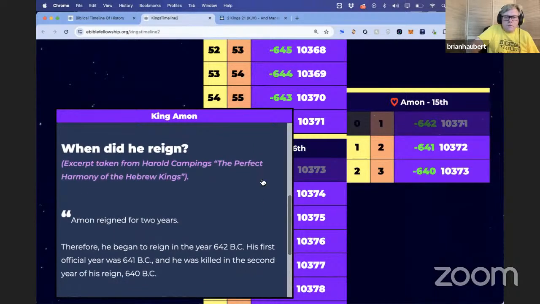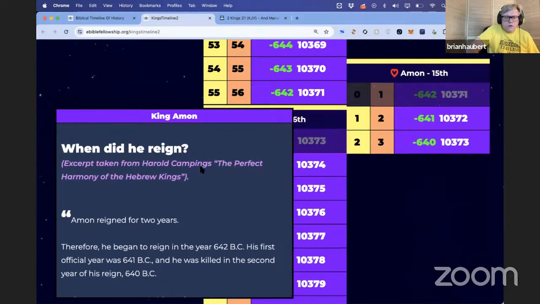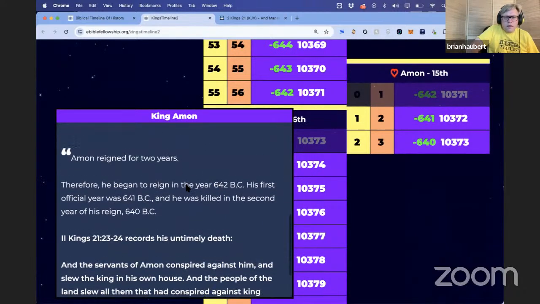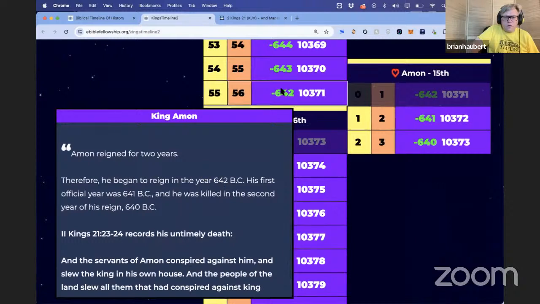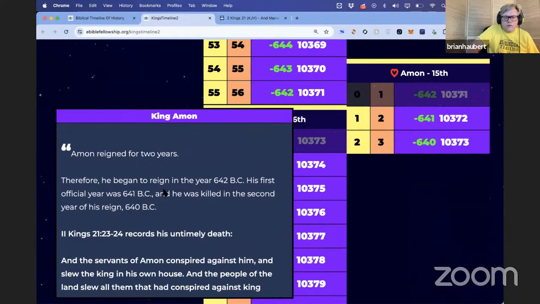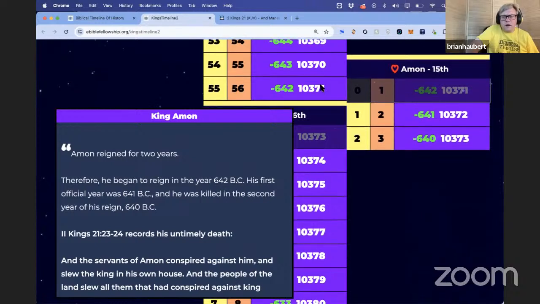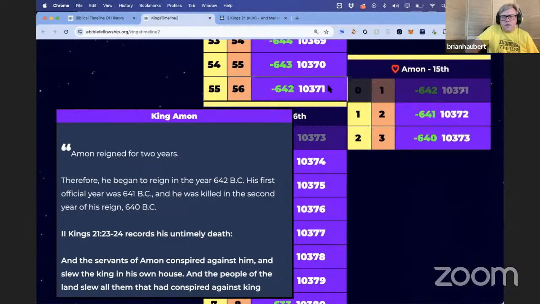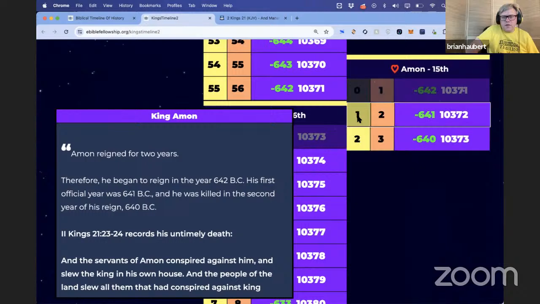And so I guess another excerpt from Perfect Harmony. Amon reigned for 2 years. Therefore, he began his reign in the year 642 BC. His first official year was 641 BC, and he was killed in the second year of his reign in 640 BC. And if you look here, you can see he started to reign the year that his father died, and then he reigned for 2 accession years, 3 non-accession years.